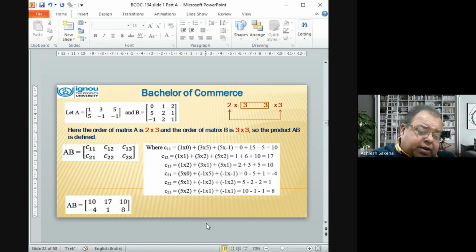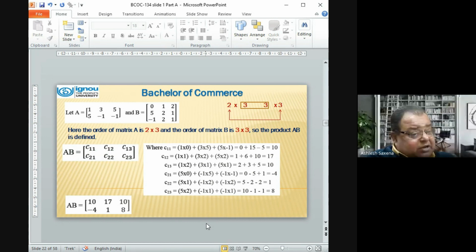It has been told to you that when multiplying two matrices, the number of columns of the first must be equal to the number of rows of the second matrix. You can see that in the first matrix there are 3 columns, and in the second matrix there are 3 rows. That means we can multiply it. Now the question arises, what will be the answer? I said there will be 6 elements. Now what will be those 6 elements?